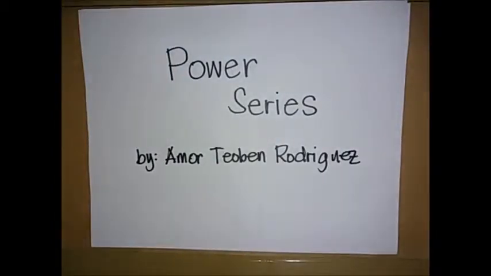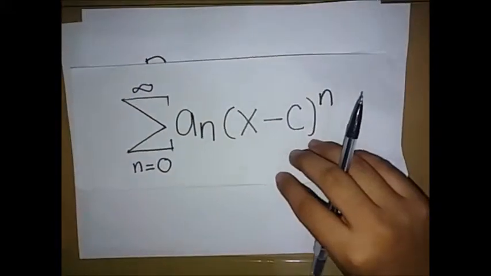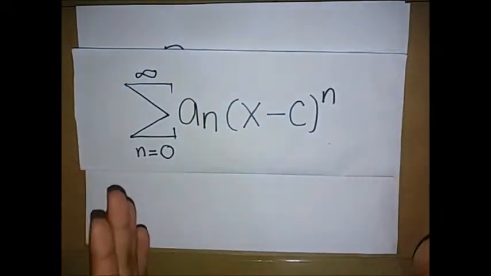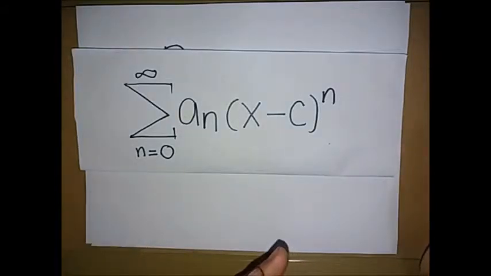Now, if we assume that this function has derivatives of every order and we can find them all, we will arrive at the Taylor series. A Taylor series is the representation of a function as an infinite sum of terms that are calculated from the values of the function's derivative at a single point.